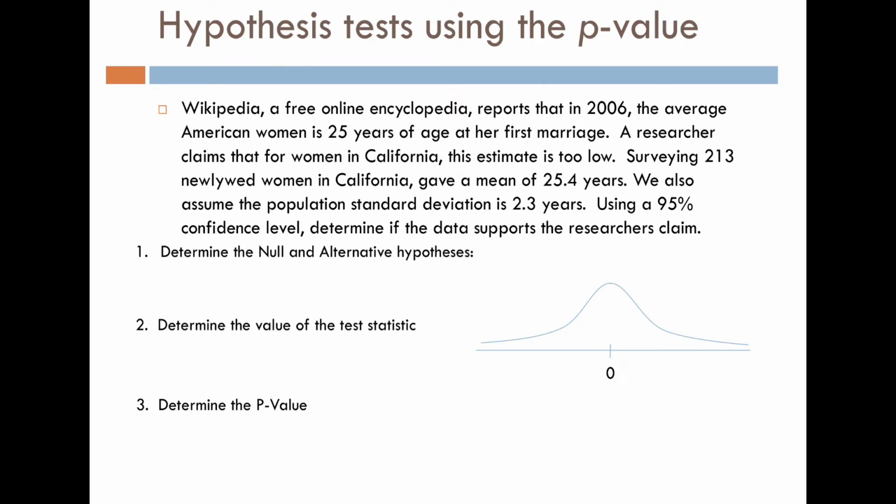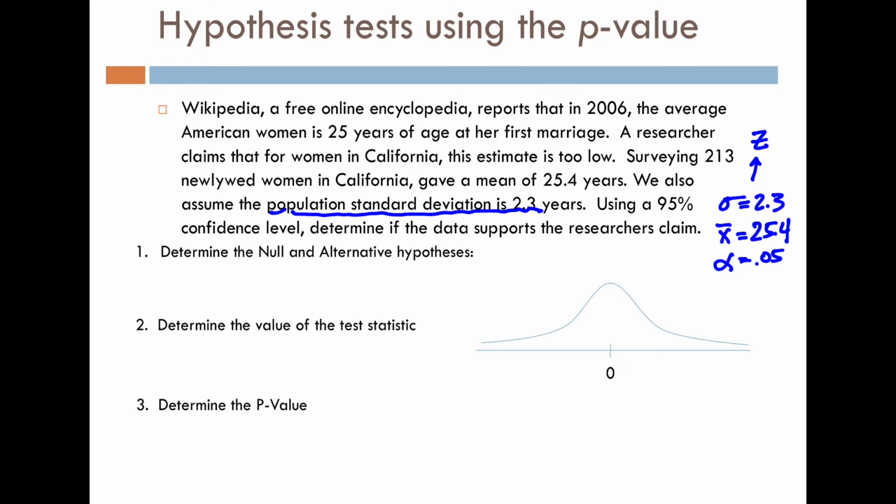All right, so again, I want to point out here in the wording of this problem, we're told the population standard deviation is 2.3 years. That is a sigma, because it came from a population. And this is going to allow us to use z then. Our result from our sample was a mean of 25.4 years. And so that is my x bar. And our alpha in this case is going to be 0.05 again. 95% confidence means a 5% significance.